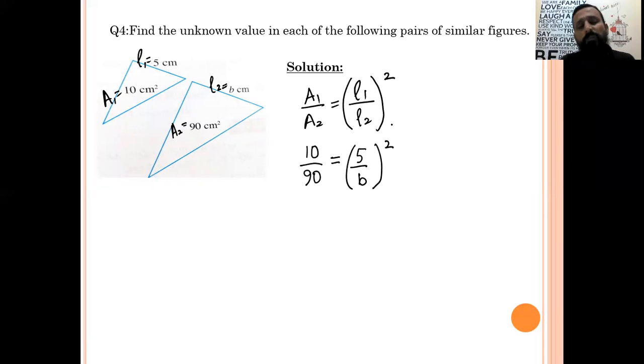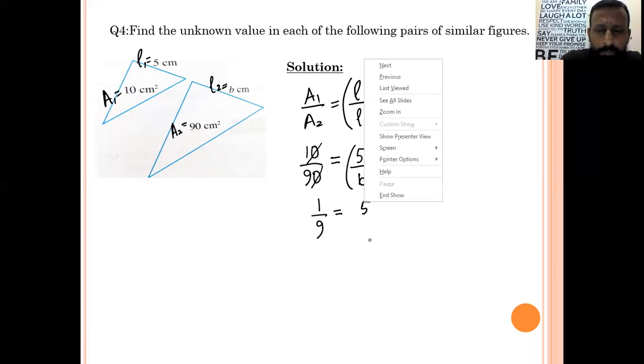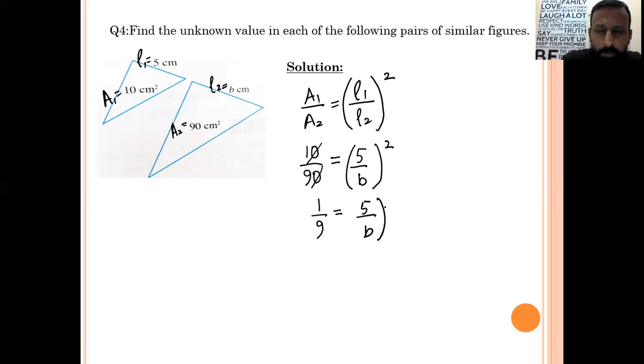Now, what can you do? You can simplify the left hand side by eliminating zeros. Zero cancels with 0. Now I have 1 upon 9 equals 5 upon b whole square. I can open up these brackets, 5 5s are 25, or no need of opening it at all. You can simply do it as 5 upon b whole square.